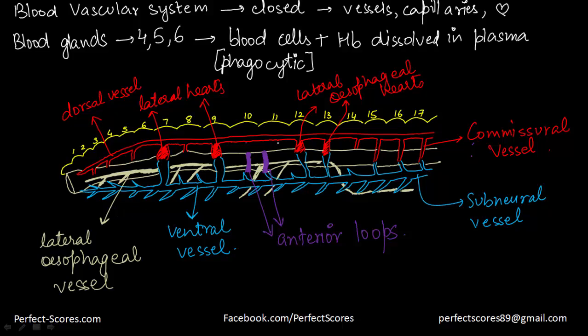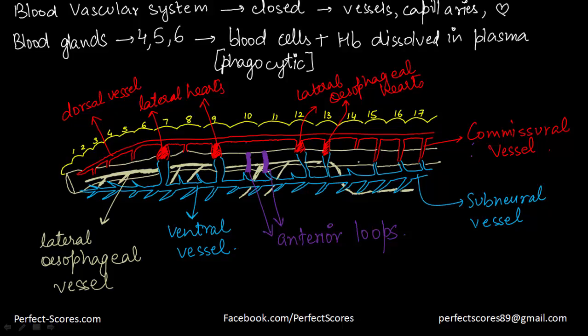Now there are two lateral hearts at number 7 and number 9. There are two lateral esophageal hearts at number 12 and 13. There is a loop kind of structure that is known as the anterior loops, present in segment number 10 and 11. And that is all that you need to know about the closed circulatory system in the earthworms.